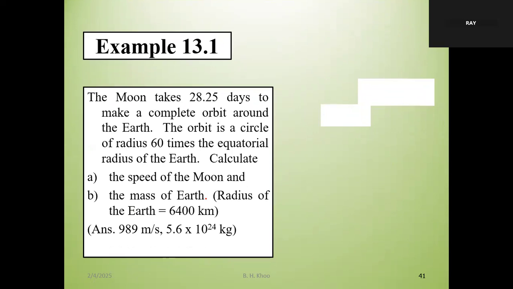Okay, try this question. A moon takes 28.25 days to make a complete orbit around the Earth. The orbit is a circle of radius 60 times the equatorial radius of the Earth. Calculate the speed of the moon. The radius of the Earth is given: 6400 kilometers.